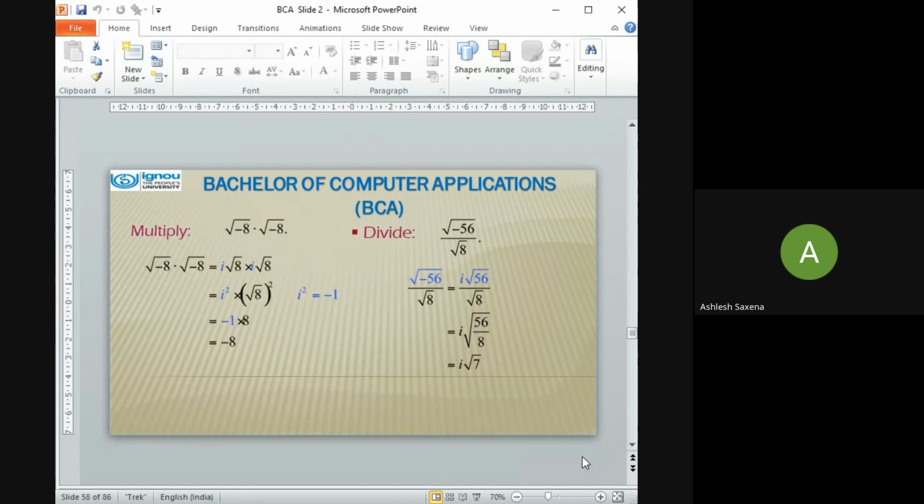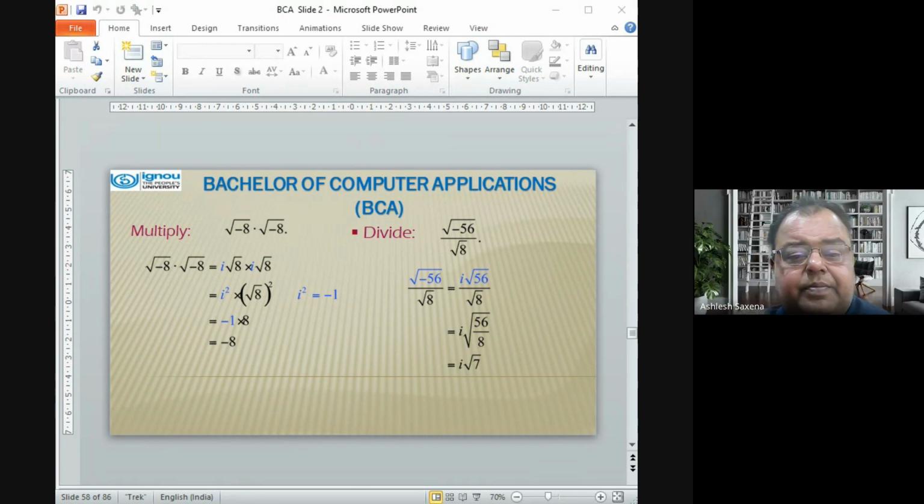Now see how multiplication is done with complex numbers. Today we will be talking only about complex numbers, various operations, various properties, and their application. You have multiplication: minus under root 8 into minus under root 8. We have seen an example earlier also that was of 3. Now when you remove the minus, under root 1, you will get iota. And in the second one, you will again get iota under root 8.